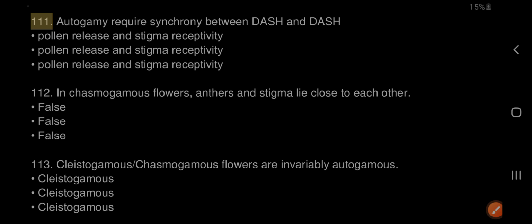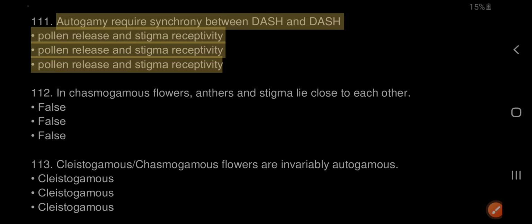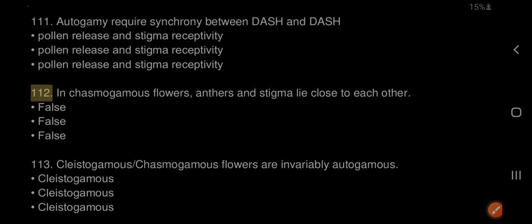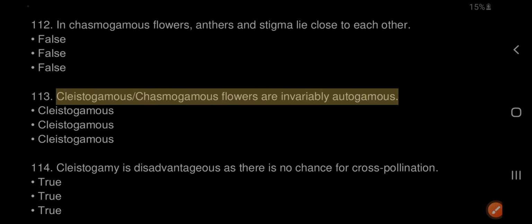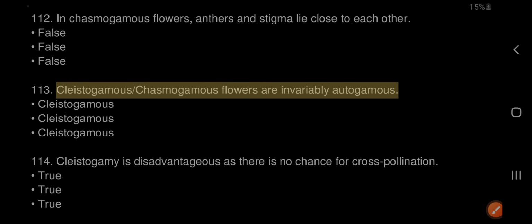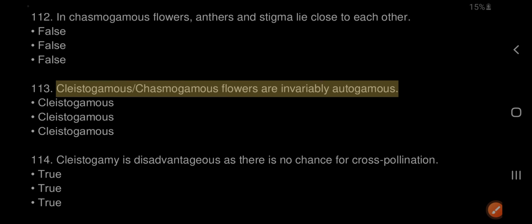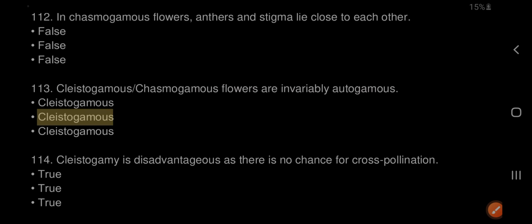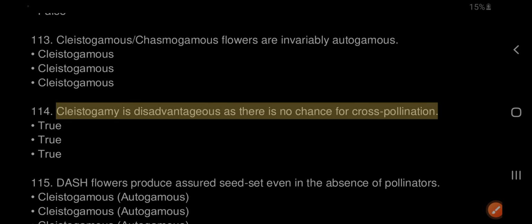Pollen release and stigma receptivity. 112. In chasmogamous flowers, anthers and stigma lie close to each other. False. 113. Dash flowers are invariably autogamous. Cleistogamous. 114. Cleistogamy is disadvantageous as there is no chance for cross-pollination.